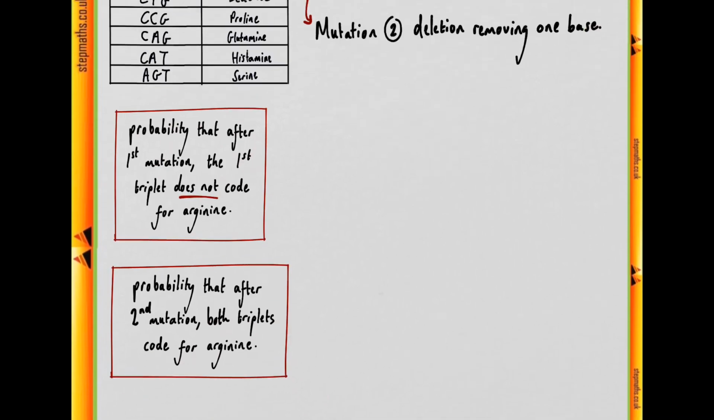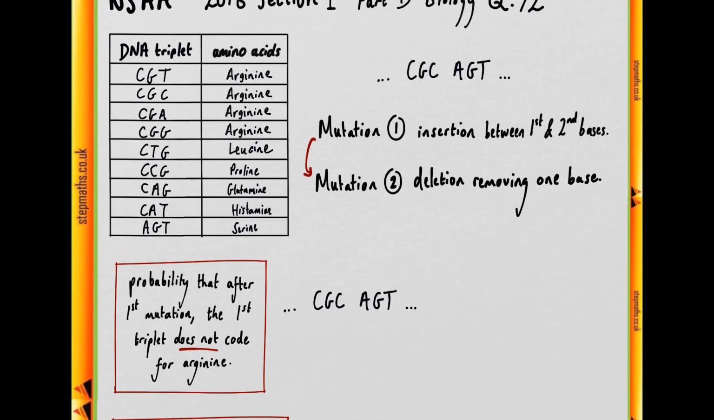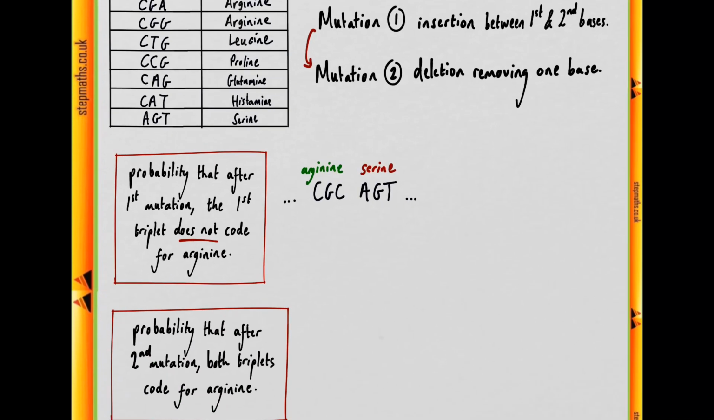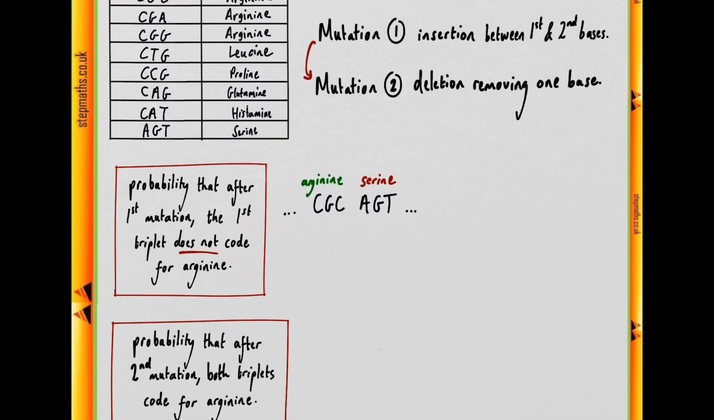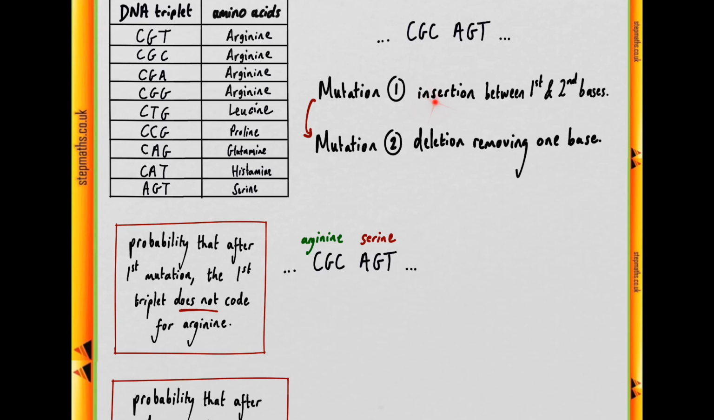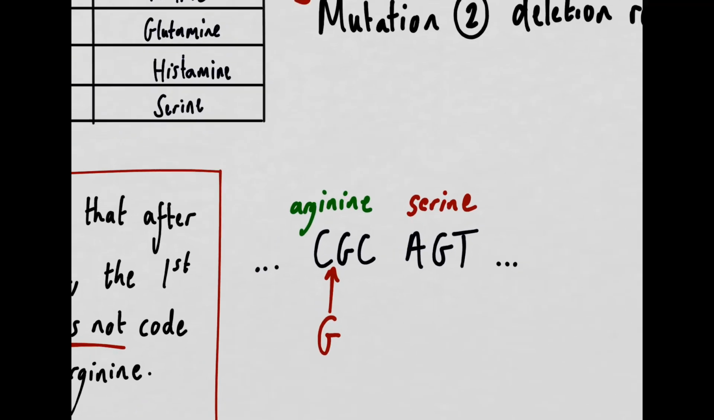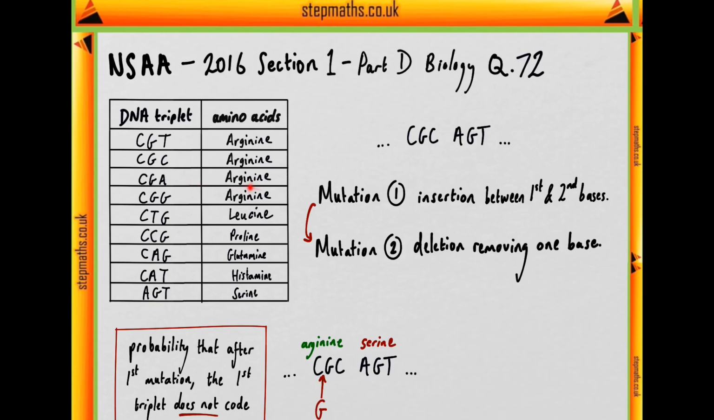Well, let's start with the first one. We know we have our sequence here, and having a look at our table, CGC codes for arginine, whereas AGT codes for serine. So at the moment, the first triplet does code for arginine, but we will have an insertion mutation between bases 1 and 2. Now, what sort of insertion could possibly leave arginine as a potential outcome? Well, the only possible mutation would be an insertion of guanine between C and G, because the resulting triplet will be CGG, which is still arginine, as we can see here.